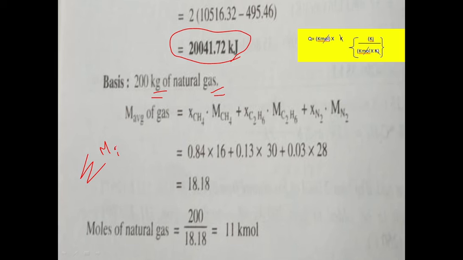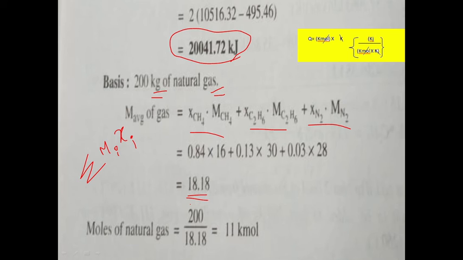This is the general equation for average molecular weight: summation of mi into xi. But we have three components. The first component is XCH4 into MCH4. The second component is XC2H6 into MC2H6. The third component is X nitrogen into M nitrogen. We substitute all the values here, and finally we get the average molecular weight, 18.18. Are you clear or not?